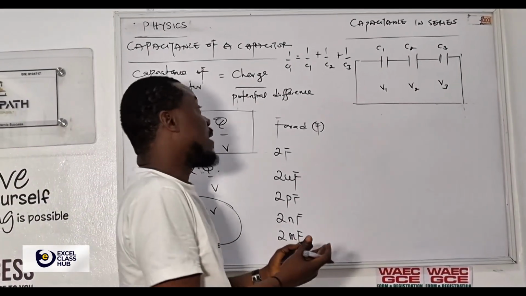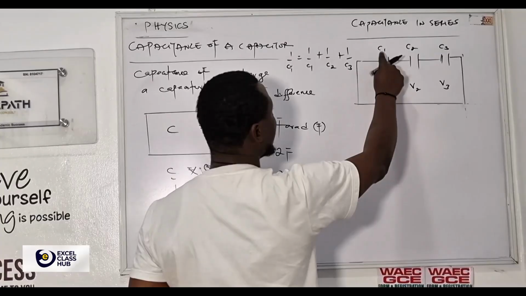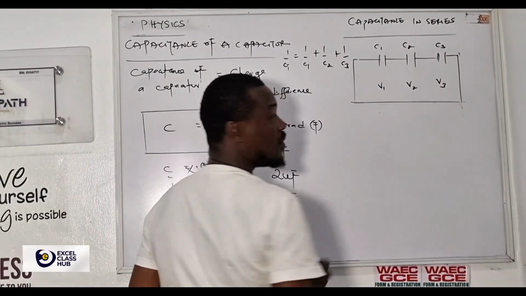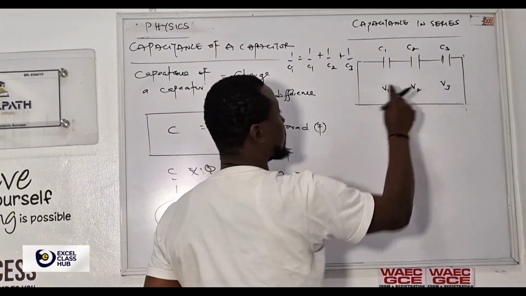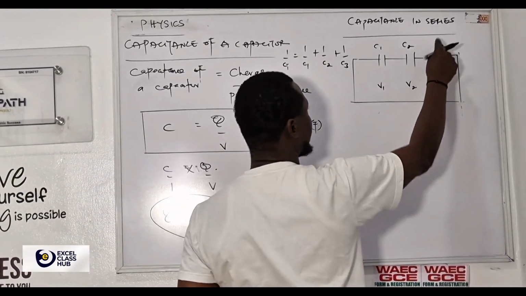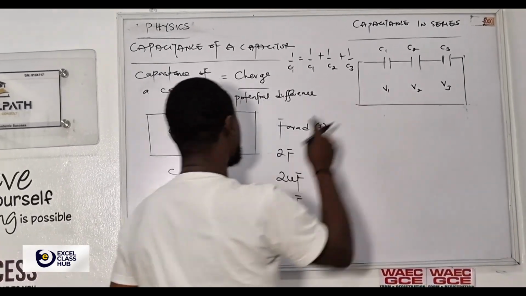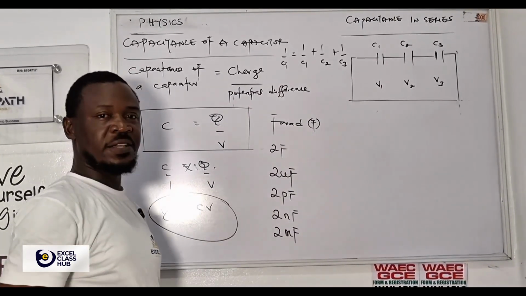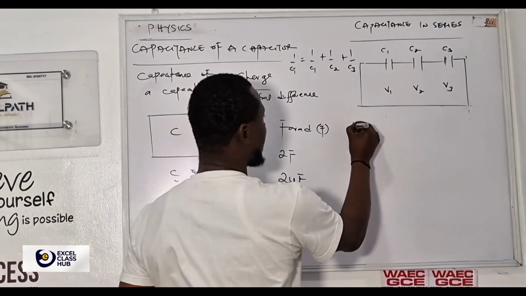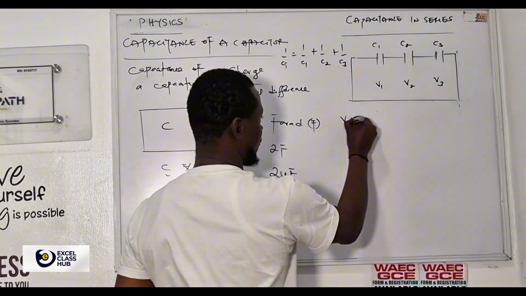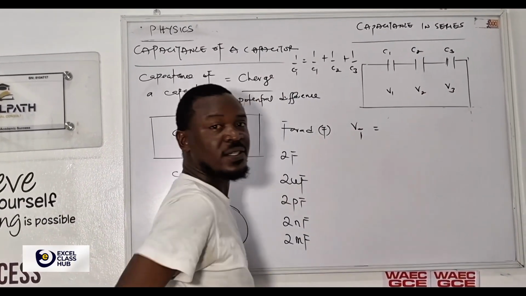C3. I decided just to prove the formula out first. If I'm to prove this formula out, this is C1 plus C2 plus C3. You find the total. This C1 is across V1, C2 is across V2, and this C3 is across V3. You can see that this V here is your potential difference. If I'm to get the total potential difference here, it should be V total. That means I have to sum all these together.